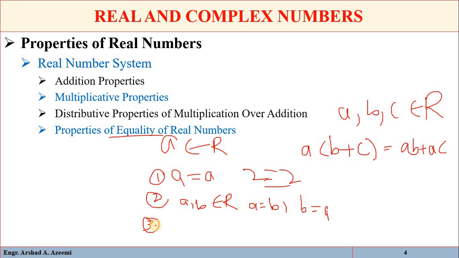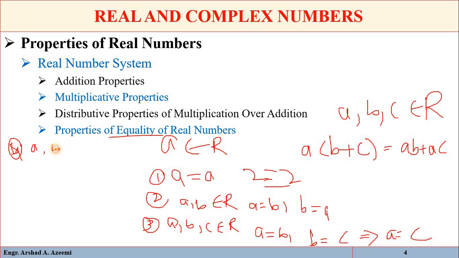Third, suppose we have three real numbers A, B and C. Now if A is equal to B and B is equal to C, then we can say that A is equal to C. So this is called the transitive property. Then suppose we have three real numbers A, B and C. If A is equal to B, and C is added to both sides, again A plus C will be equal to B plus C. This is called the additive property.